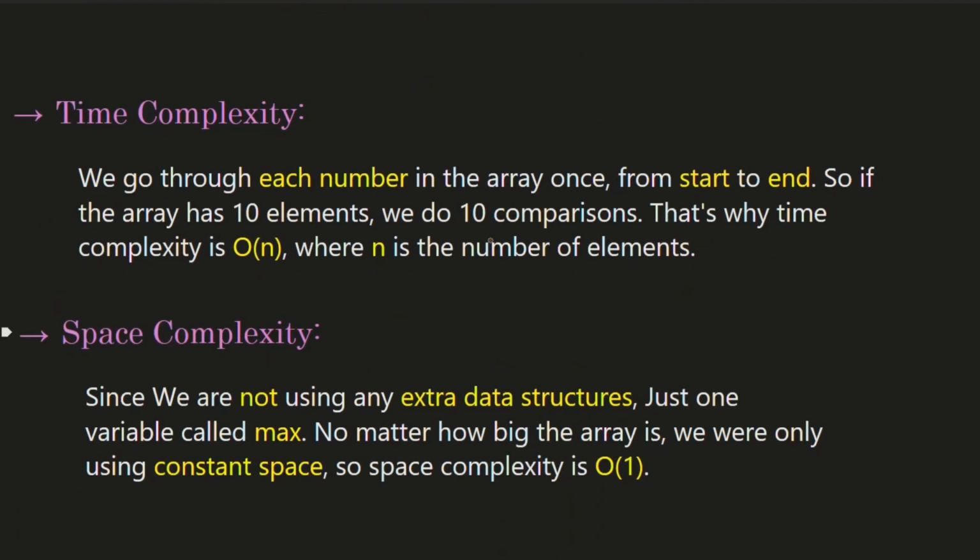We go through each number in the array once, from start to end. So if the array has 10 elements, we do 10 comparisons. That's why time complexity is O(n), where n is the number of elements. And since we are not using any extra data structures, just one variable called max. No matter how big the array is, we were only using constant space, so space complexity is O(1).